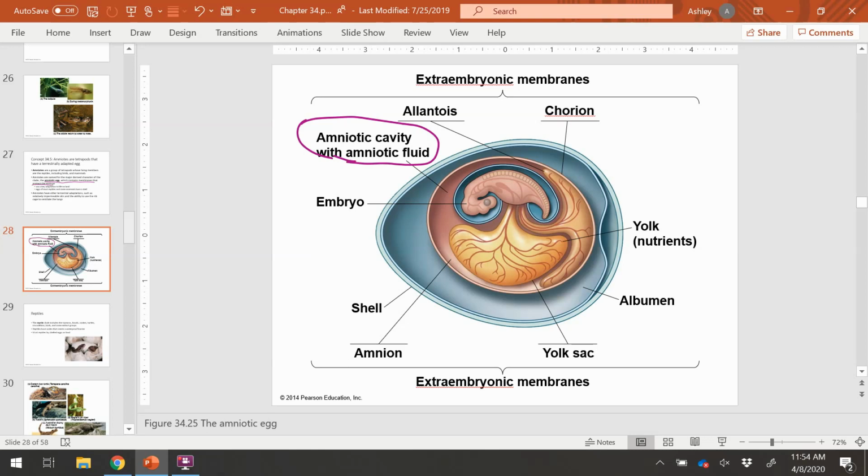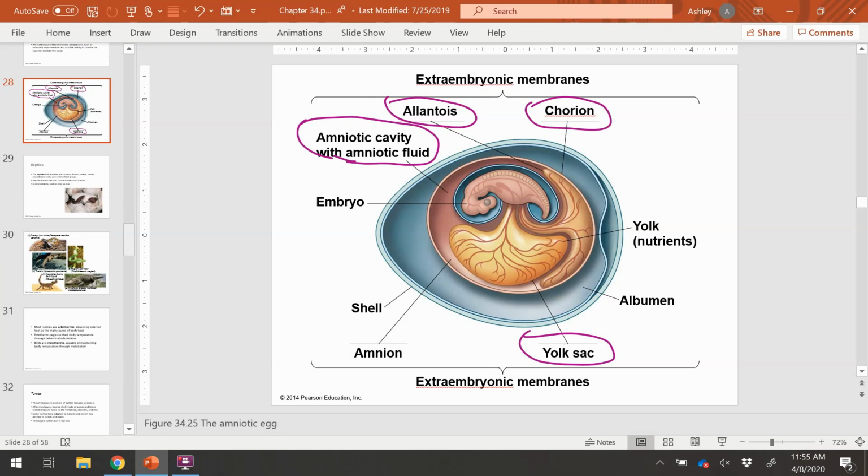They have the yolk sac. Yolk sac will contain nutrients for the embryo. The chorion will be for gas exchange, essentially carbon dioxide and oxygen exchange. And then the allantois is for any waste that the embryo makes. And so those are the four membranes that our book goes over, but it is not something you necessarily need to know all the functions of.